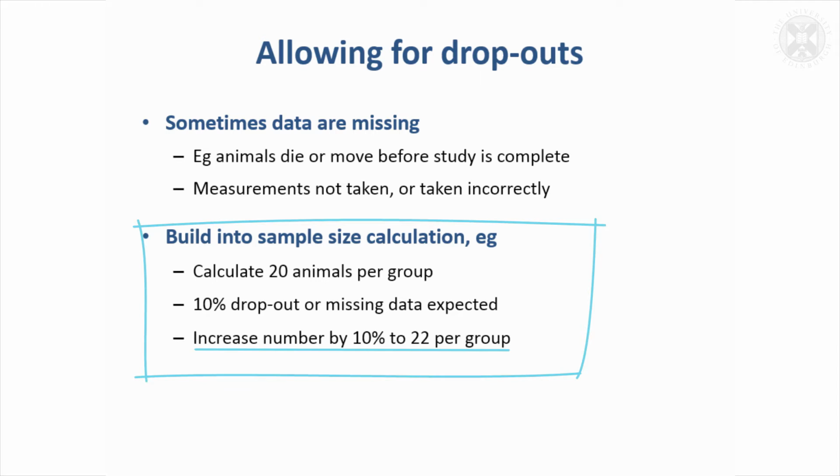I've rarely seen this done in biological or animal studies, but in clinical trials it's done all the time. It's almost seen as something you need to do, because patients might drop out of the trial before the end of it. You need to build that into the sample size calculation so you don't find that, because a certain number have dropped out, you've got reduced power at the end of the study.